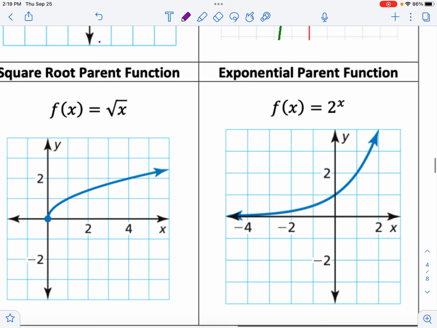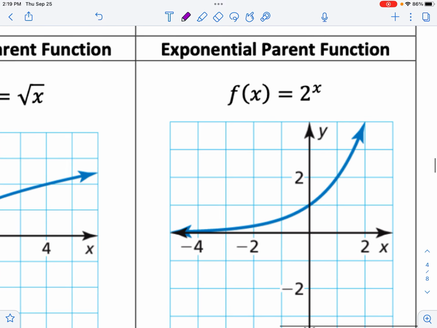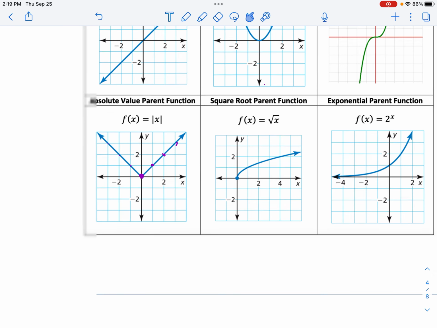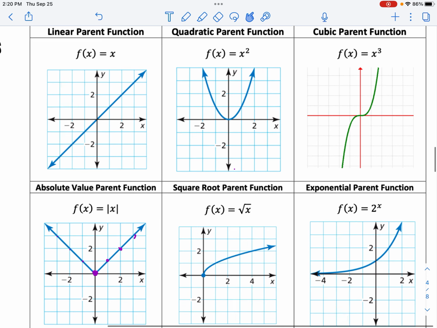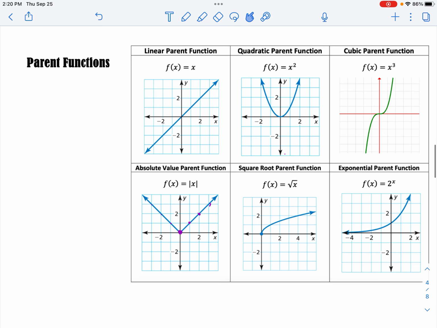And then exponential functions like f of x is equal to 2 to the x. You'll notice this exponential growth. This graph actually never touches the x-axis, even though it looks like it does. It gets really close, but never does. But that's an exponential parent function. So those are the major 6 functions that we'll talk about in this course, and we want to be familiar with these parent functions.